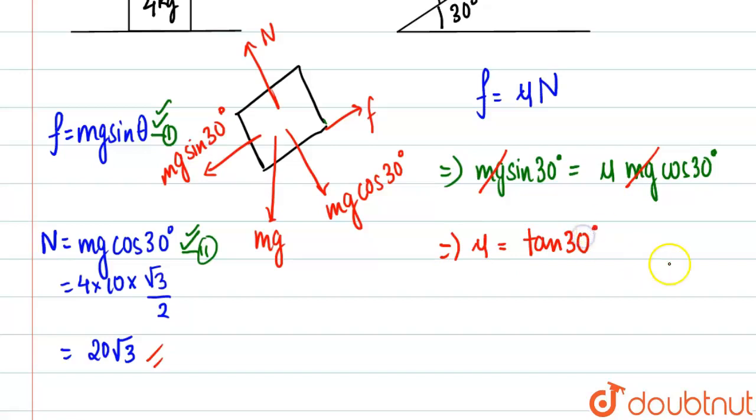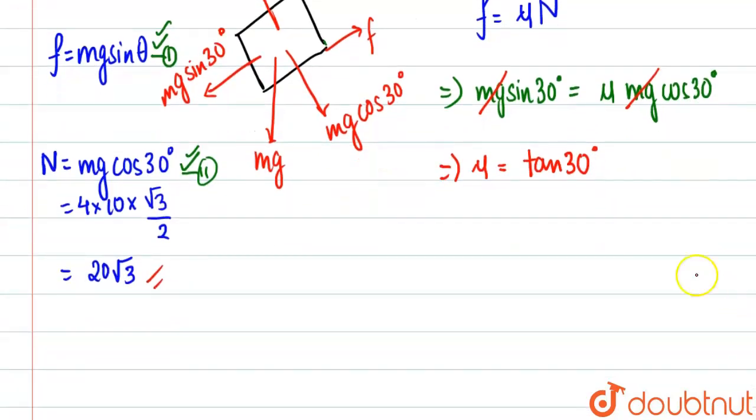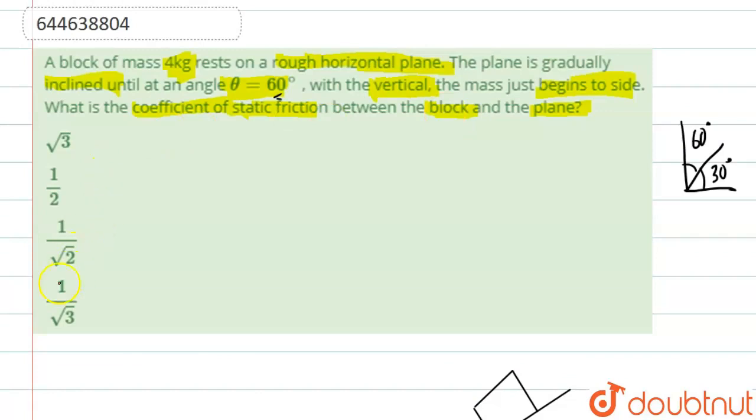There is also a formula in which mu is equal to tan theta, but I needed to show you how this comes. So mu is equal to tan 30 degree, hence mu is equal to 1 by root 3. Got it? So we got the final value of mu, that is 1 by root 3. Hence our answer is option number D.